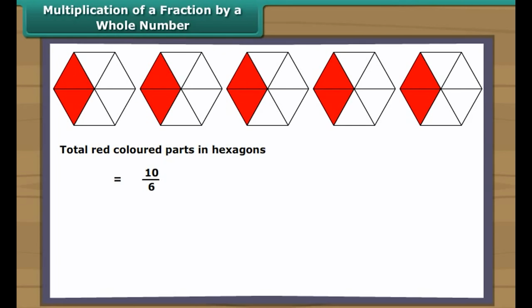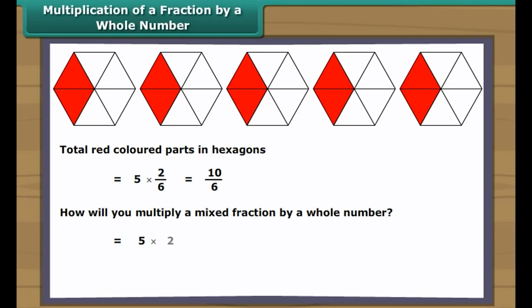Thus, in total, we have 10/6 part red colored. We can also find this by multiplying 5 with 2/6. Thus, to multiply a whole number with a proper or improper fraction, we multiply the whole number with the numerator of the fractions, keeping the denominator same.